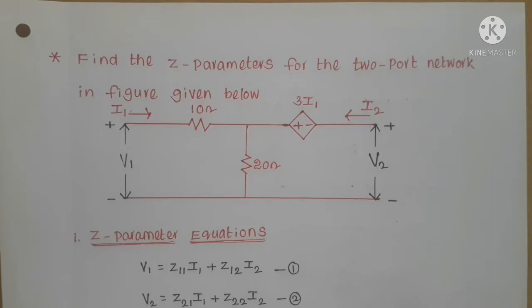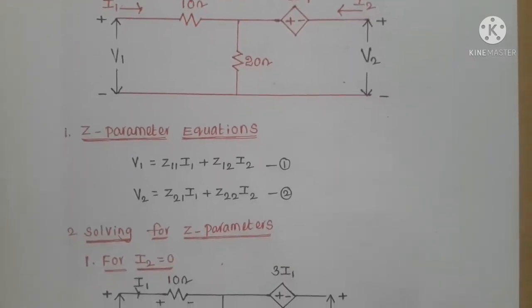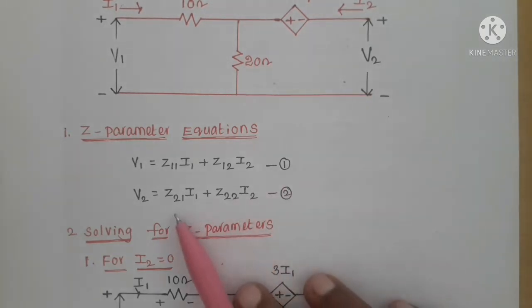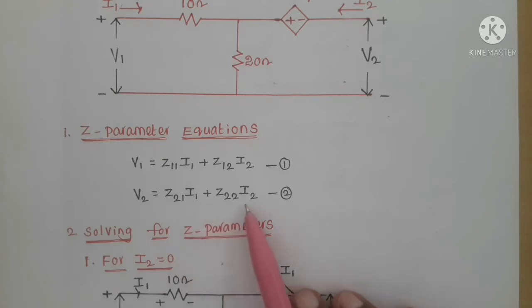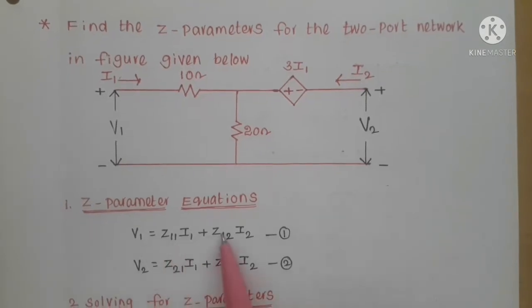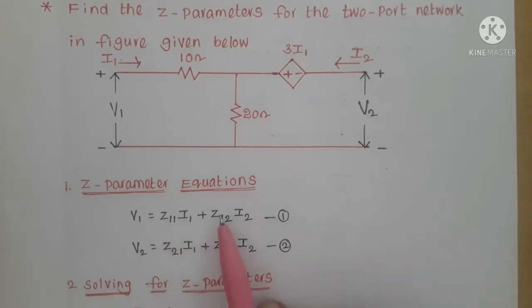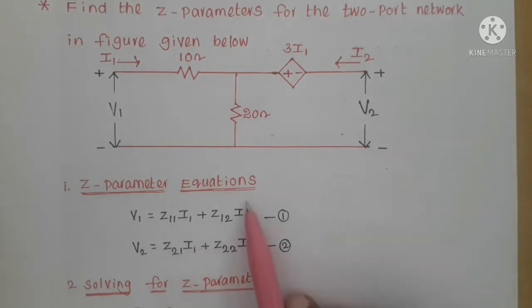So here let us first try to find the Z parameters, that is Z11, Z12, Z21 and Z22. The first step is the Z parameter equations: V1 equals Z11 I1 plus Z12 I2, equation 1, and the second equation is V2 equals Z21 I1 plus Z22 I2. So to get Z11 and Z21 we have to make I2 equal to 0, and to get Z12 and Z22 we have to make I1 equal to 0. First, solving for Z11 and Z21 by making I2 equal to 0.